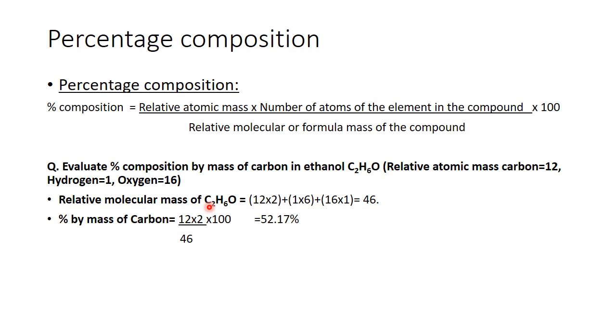Now we will put the values in the equation. Because we are finding the percent composition of carbon, we put the relative atomic mass of carbon, that is 12, multiplied by 2, because there are 2 atoms of carbon in this compound. It will be divided by the relative molecular mass of C2H6O, which we calculated before, that is 46. We multiply by 100 because we have to find the percentage, and we will get the value of 52.17%.